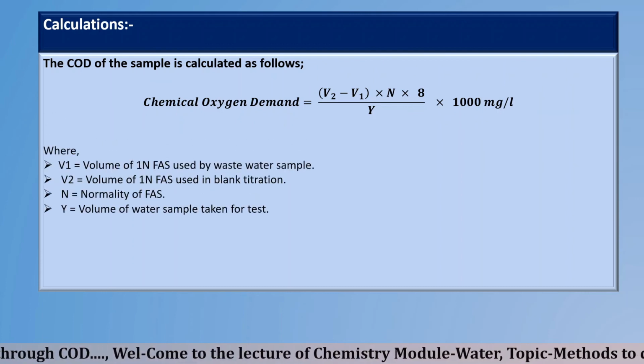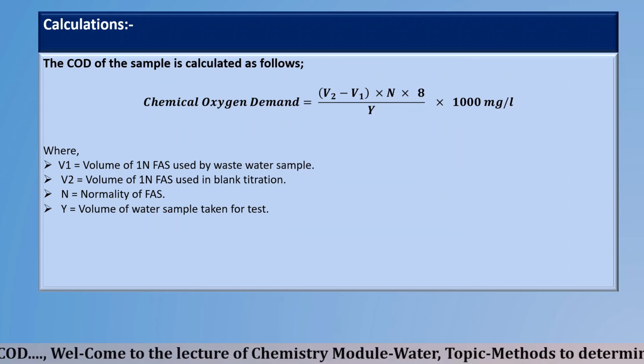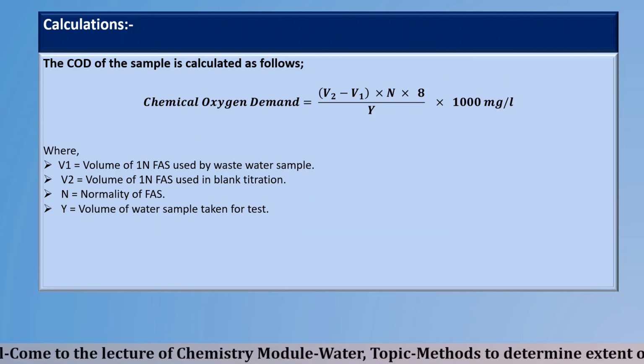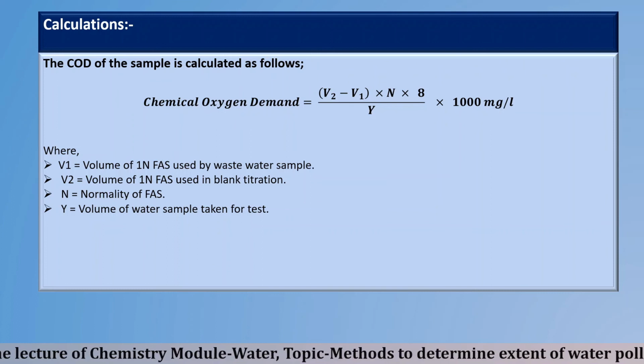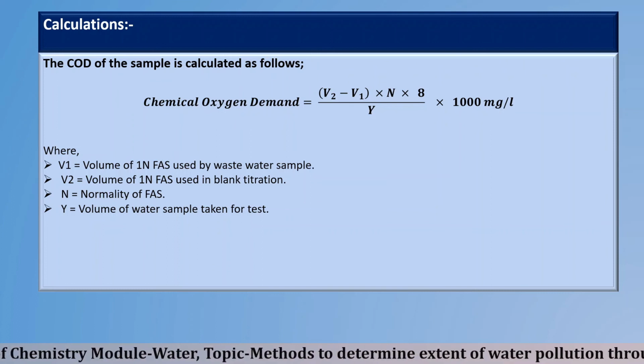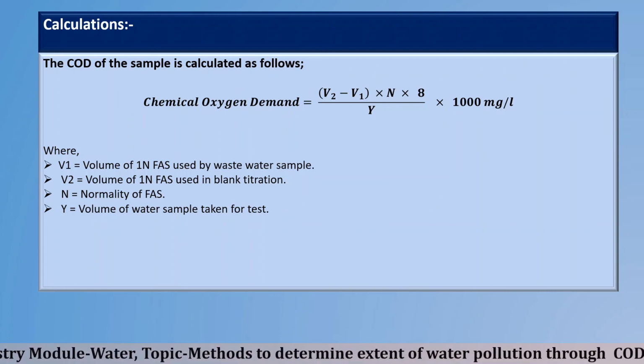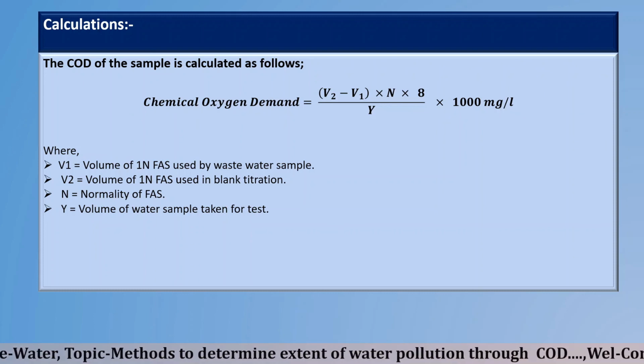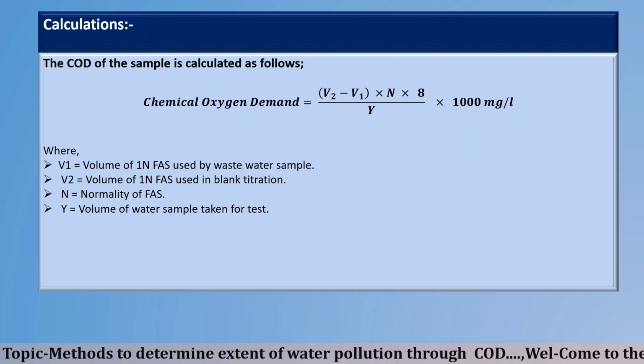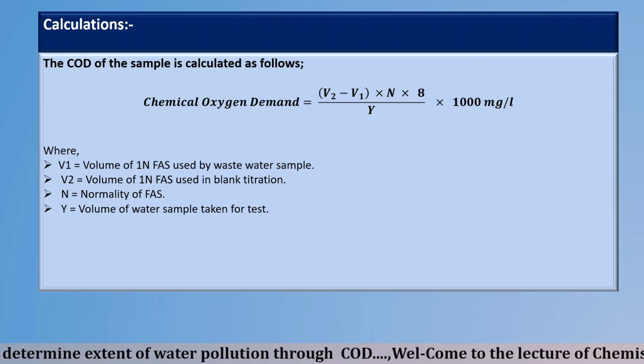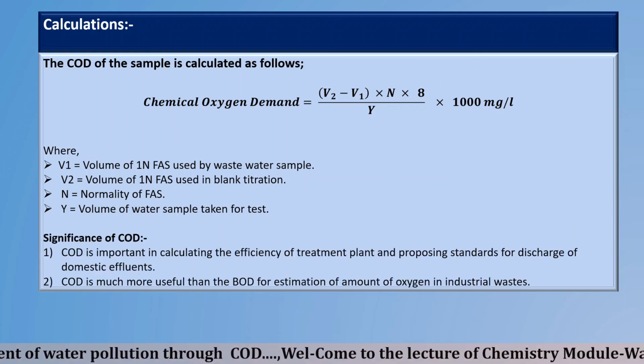And these are the terms. V1 is the volume of 1 normal ferrous ammonium sulfate used by the wastewater sample, obtained in the back titration. V2 is the volume of 1 normal ferrous ammonium sulfate used in the blank titration. N is the normality of ferrous ammonium sulfate, and Y is the volume of wastewater sample taken for the test. And this is the significance.